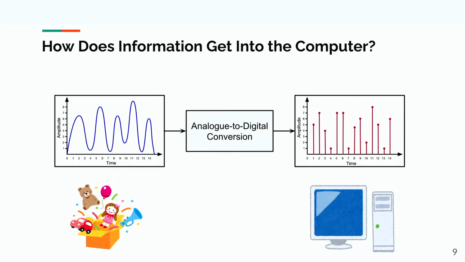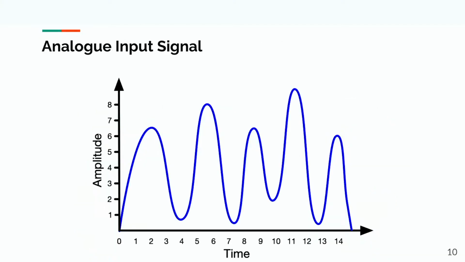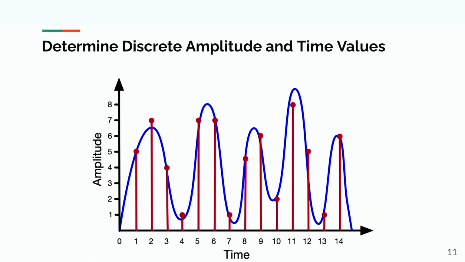How does this information then get into the computer? Well, it's a process called analog to digital conversion. How do we get the box into the computer? If we start with the analog input signal that we had a look at previously, we can assign at discrete time intervals, so here we say every second, a discrete amplitude value. It's quite easy to see that, for example, here, that's very easy to assign this.